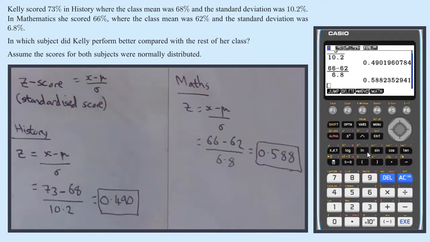But in the maths exam, she was 0.588, so nearly 0.6 standard deviations above the mean. And in history, she was only just under 0.5 standard deviations above the mean. So relative to the rest of her class, she did better in maths.